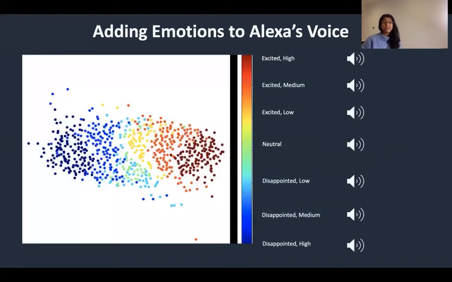So now that we have styles, can we add emotions to it as well? And this is something that we try to achieve using disentanglement, wherein the neutral voice sounds like this.